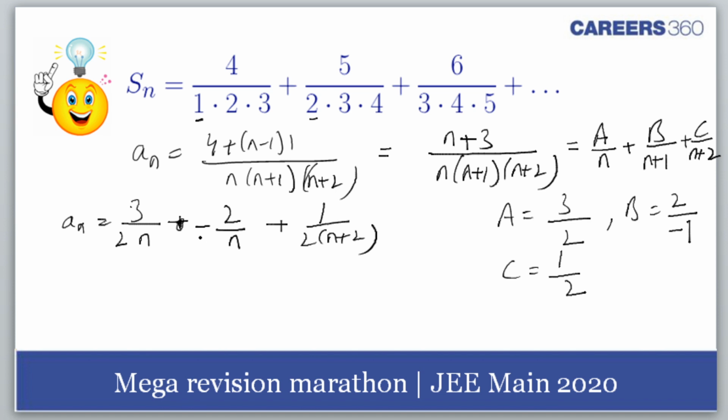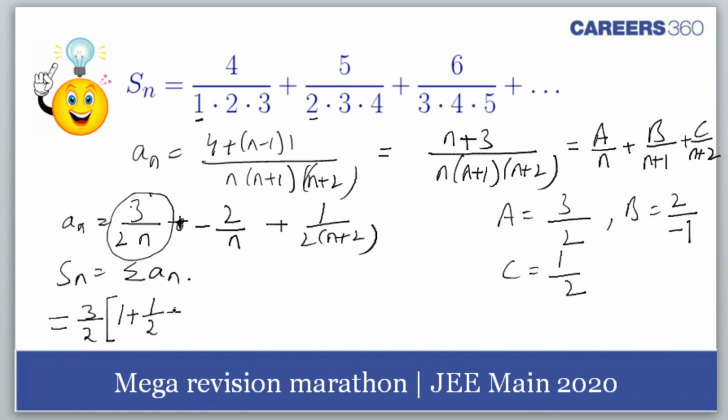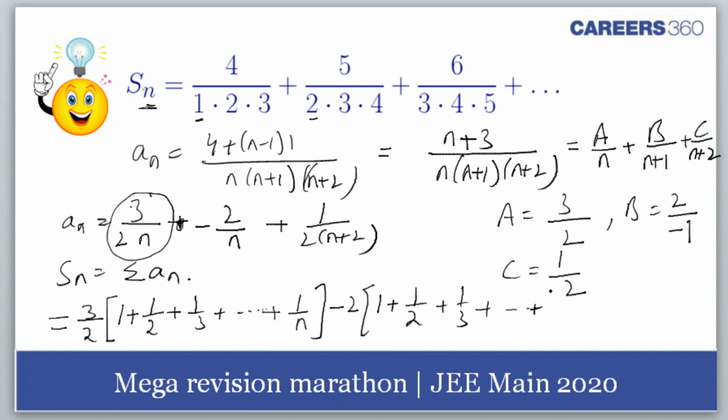So now this telescopic sum method I am using. How? I'll write this Sn would be summation of an, summation of an from r is equal to 1 to n. So I'll write first 3 by 2, 1 by n I'll write. So 1 by n would be 1 plus 1 by 2, this summation I am doing, plus 1 by 3 and so on. Till what? Till it is 1 by n. Okay? Minus sum to n terms only I need to find. 2 by n. So 2 is taken outside. 1 I'll put. Then 1 by 2. Then 1 by 3. And so on 1 by n. Okay? Minus 2 by n plus 1.